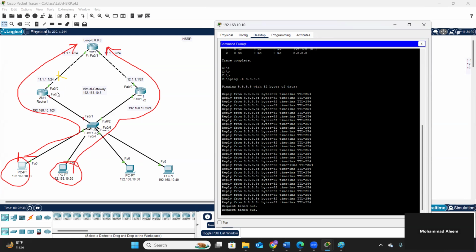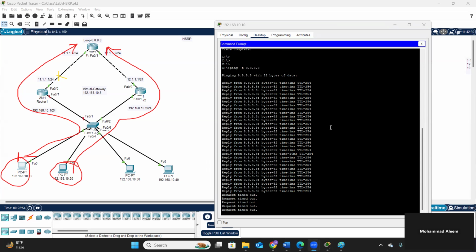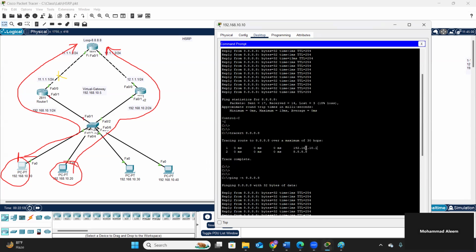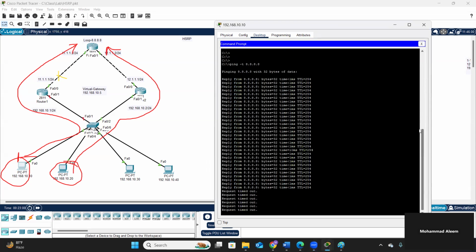So this kind of issue we will face in real time. So how will we troubleshoot this kind of issue? We have a protocol, that is FHRP. Through this FHRP, we will configure a virtual gateway. So here the gateway is this IP address. You can check, this is the IP address of the gateway.